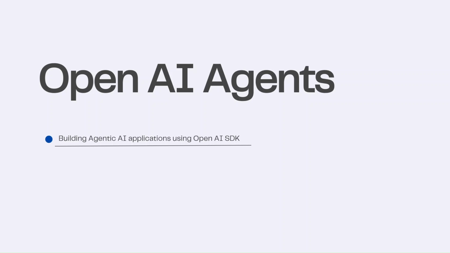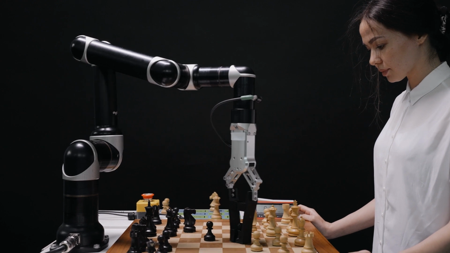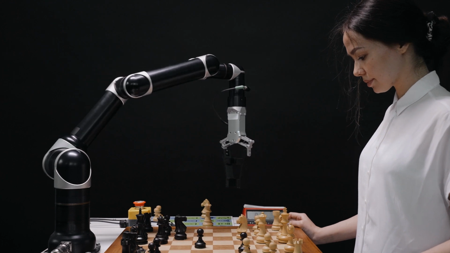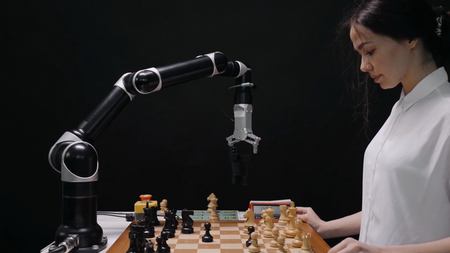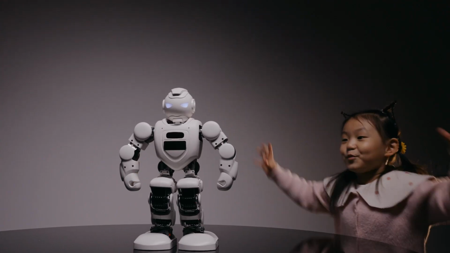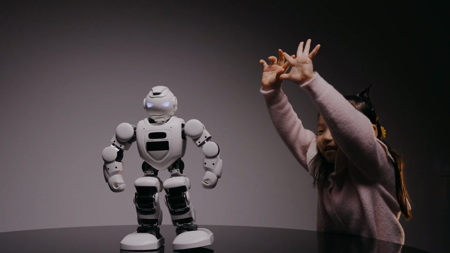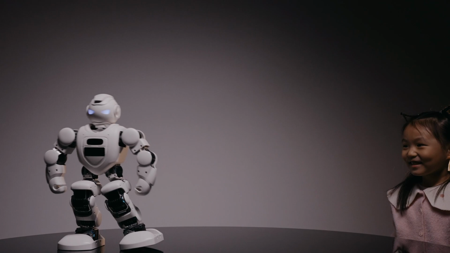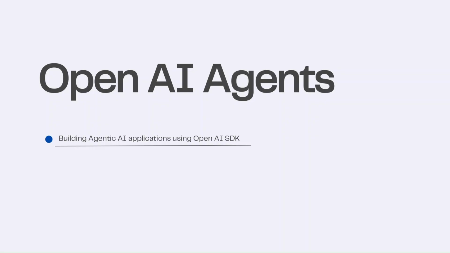Hey everyone, today we are diving into one of the most exciting shifts in AI right now, and that is agentic AI. You have probably heard this term many times, but what does it really mean? In simple terms, agentic AI refers to an AI system that can reason, plan, and take action autonomously. It does not just respond to a prompt, but actually works like an agent that can complete the task end to end.